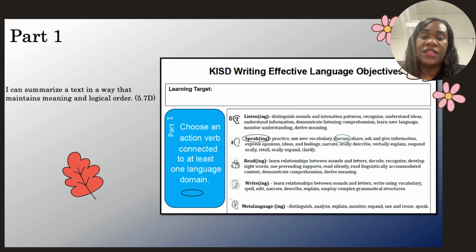So let's break down the last document into parts. The first part is when you look at your learning target. For example, I can summarize a text in a way that maintains meaning and logical order. This is standard 5.7D. Notice that in this component, you're going to choose an action verb connected to at least one language domain. The language domain in this one was speaking, and the verb that was circled is discuss. So that is what you're going to include in your first part of your language objective.